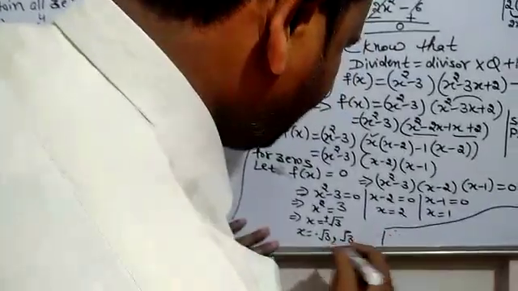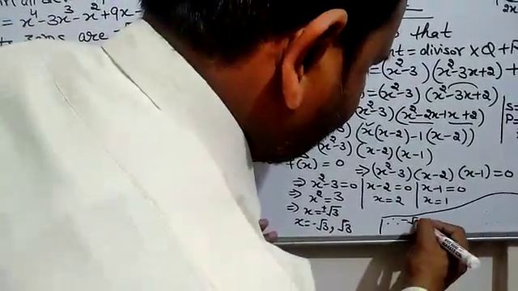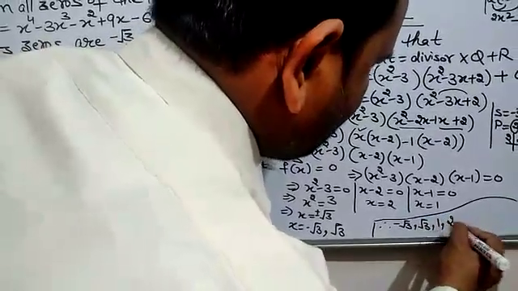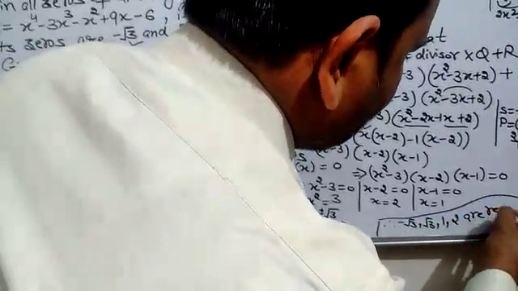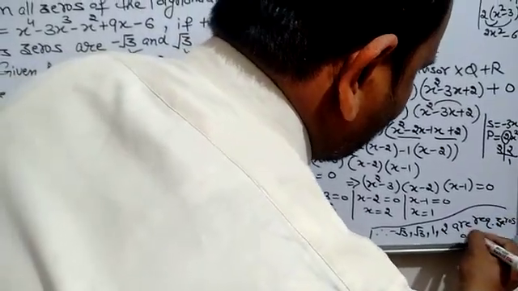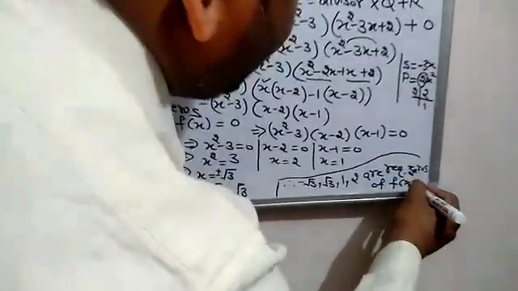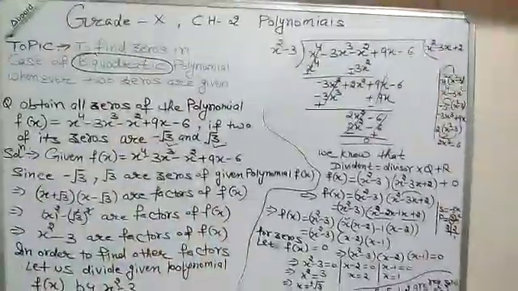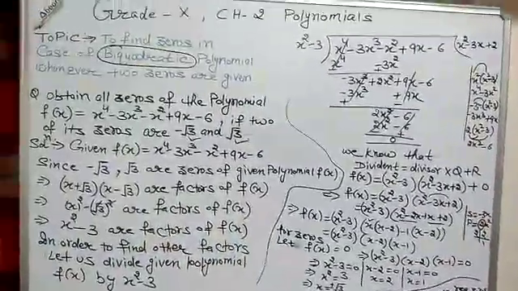So whatever the required zeros, students, I am writing here by making the space. Therefore, minus root 3 comma root 3 comma 1 comma 2 are the required zeros of f of x. That is what? Our biquadratic polynomial. So students, this is the way to solve this question belonging to biquadratic polynomial.